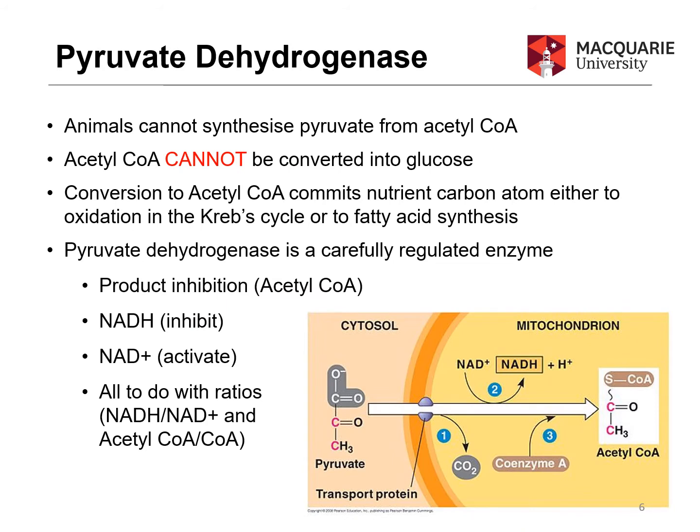So as mentioned, we need to get it into the matrix of the mitochondrion, so through the inner membrane. And to do that, we use a transport protein. Now, once pyruvate is in the matrix of the mitochondria, we need to then break that down to acetyl-CoA. And we do that with an important enzyme called pyruvate dehydrogenase. Now, this enzyme is important because we use it to convert pyruvate to acetyl-CoA, which is a non-reversible reaction.